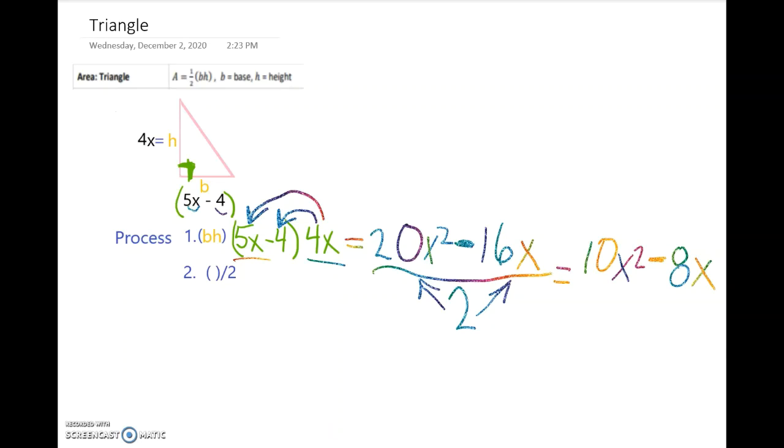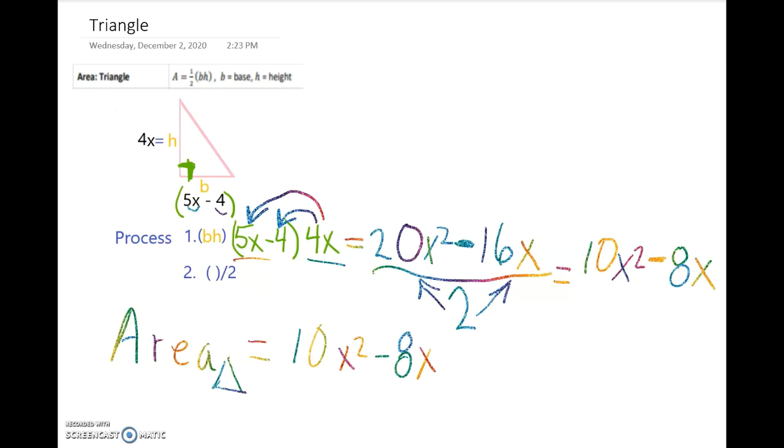So this is the answer. This is the area of the triangle. I multiplied the base and the height together here. Got this answer. Divided that by 2. Got this answer. This is the area. So the area of the triangle is equal to 10x squared minus 8x.